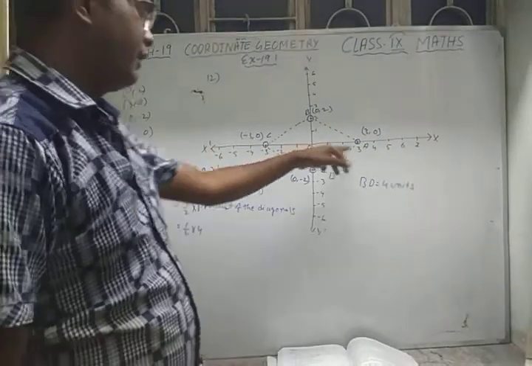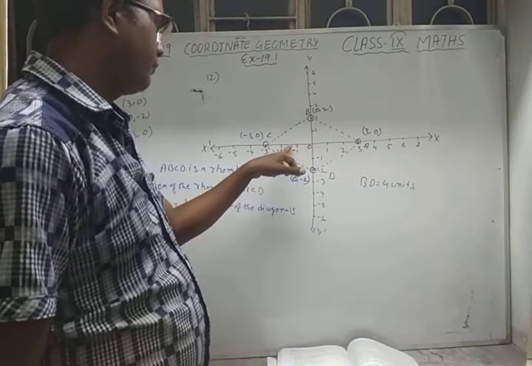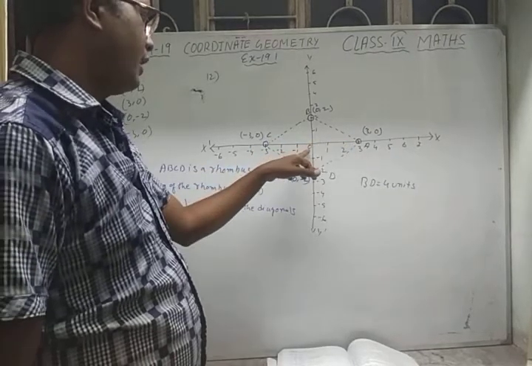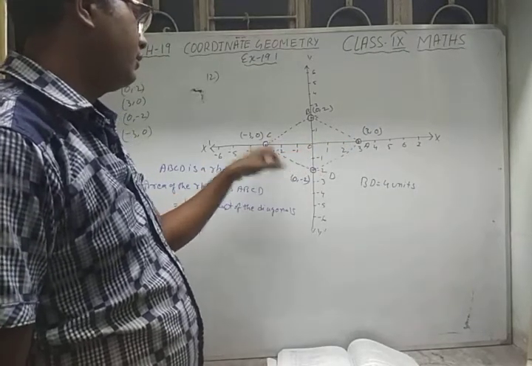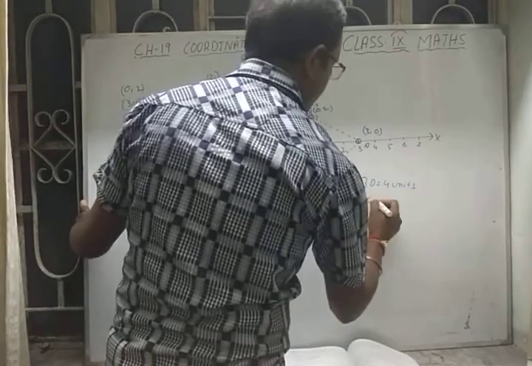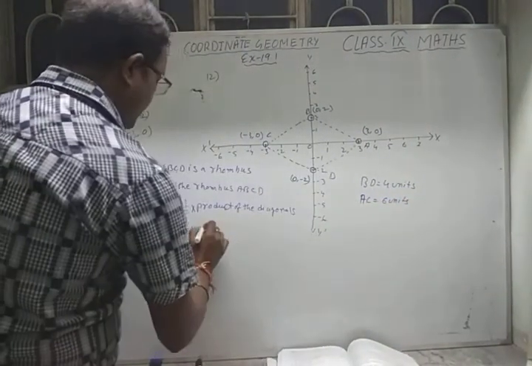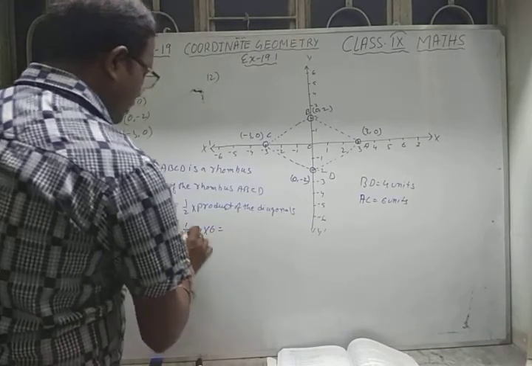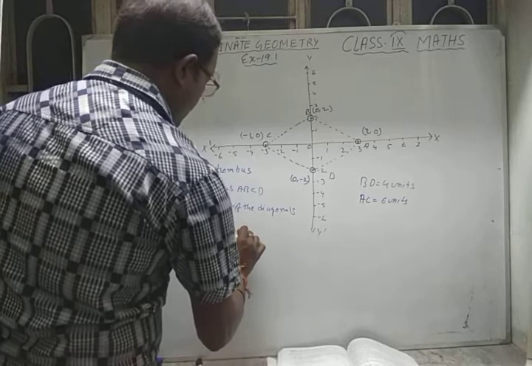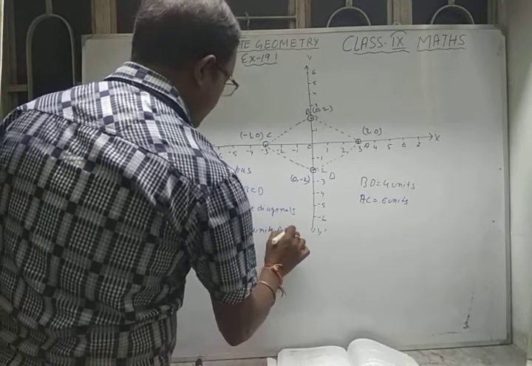And in the diagonal AC, it is 1, 2, 3, 4, 5, 6. Means from the origin 3 units, and on the left side also 3 units, total 6 units. So the diagonal AC equals to 6 units. So it will be half into 4 into 6. Now you do the cancel, 2 1 2, 2 2 4. So 6 2 12 square units is the answer.